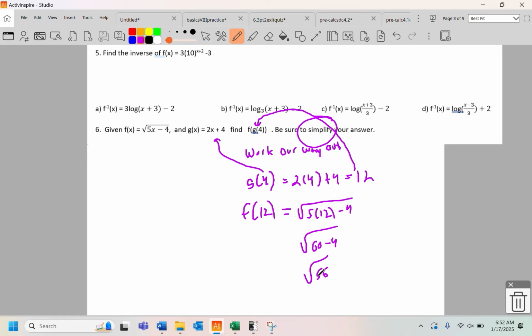4 times 14 is 56. This is the root of 4 times the root of 14, which is 2 roots of 14. There's your simplified answer.